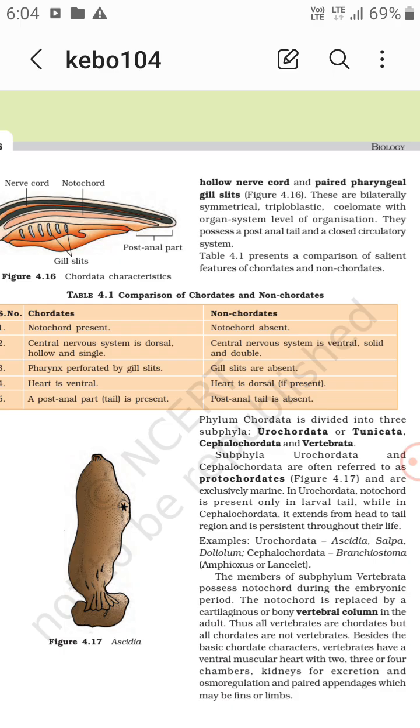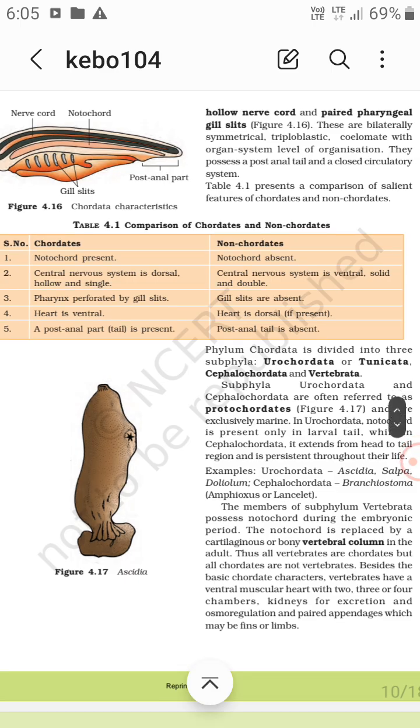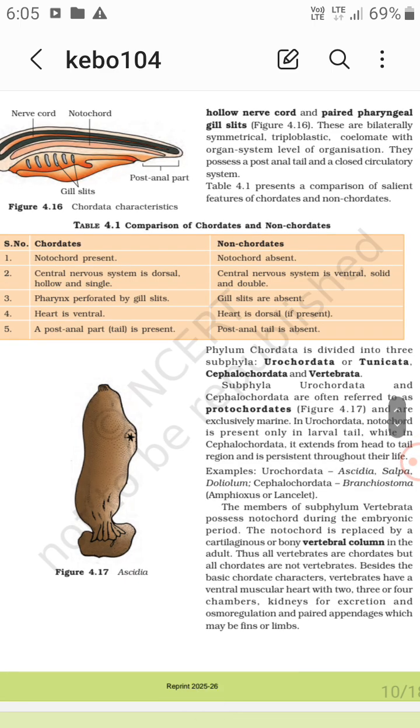Now heart is ventral, just opposite to the CNS, in chordates, and in non-chordates it is dorsal. If present, it means not in all chordates heart is present. A post-anal tail is present in chordates, and post-anal tail is absent in non-chordates.